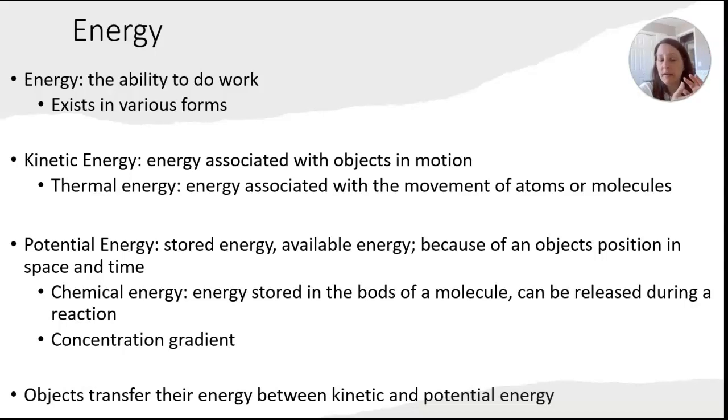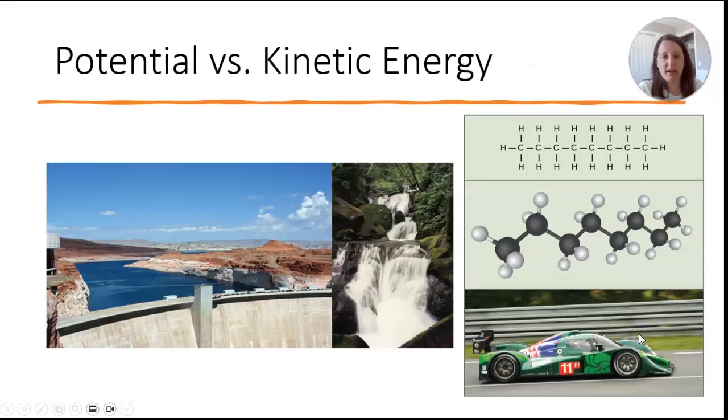Objects can transfer their energy between kinetic and potential energy. Potential energy stored in the bonds of glucose can be used to produce a concentration gradient, which produces ATP, which again is still stored chemical energy. Then that ATP can be used to drive other reactions that might require energy for kinetic energy, for movement. So it can be transferred back and forth.